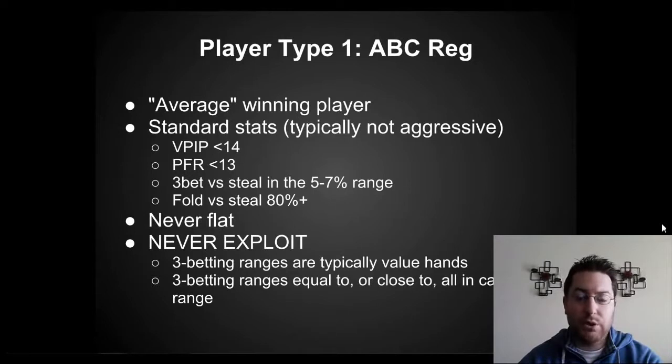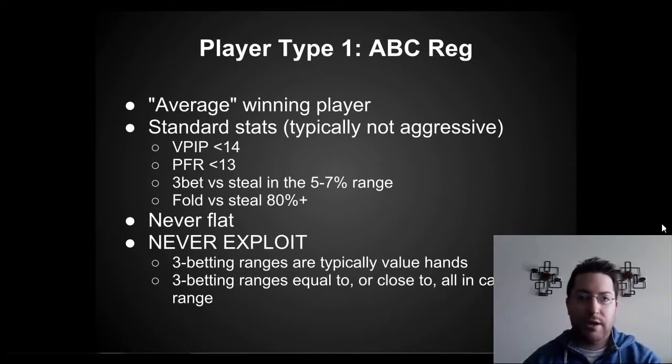Because most winning players are your ABC regs. They know the basic strategy. They know a really good push-fold game. They probably have a pretty good ROI, probably not the top of the ROI range, but a pretty good ROI. You'll typically have your standard stats that you might expect from a reg, somebody playing like 14-12, 13-11 type of stats.